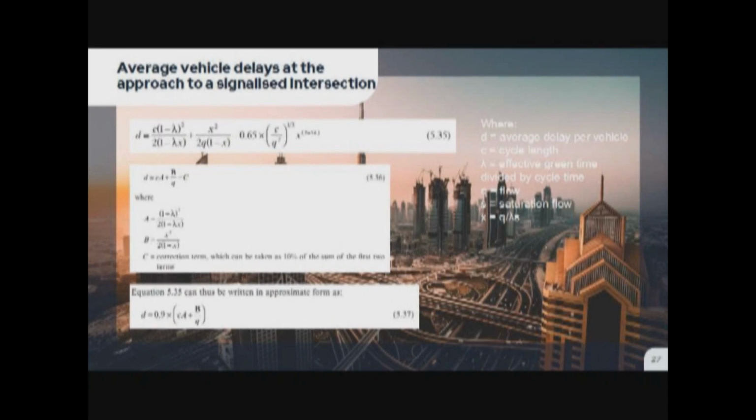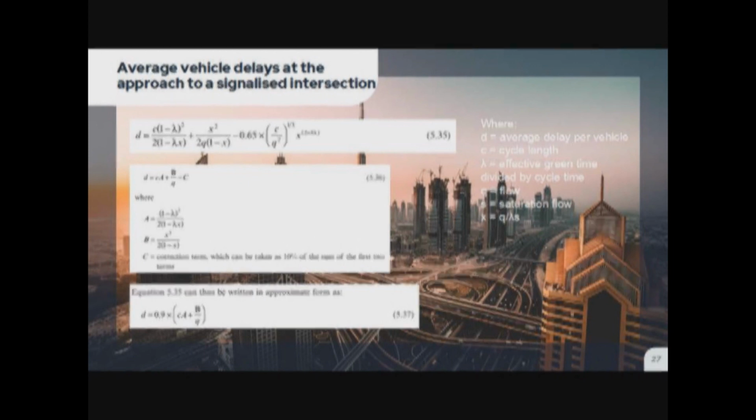Here c is the cycle length, lambda is the effective green time divided by cycle time, q is the flow, s is the saturation flow, and x is q over lambda times s. The first term in equation 5.35 relates to the delay resulting from a uniform rate of vehicle arrival. The second term relates to the delay arising from the random nature of vehicle arrivals. And the third term is an empirically derived correction factor obtained from the simulation of the flow of vehicular traffic.